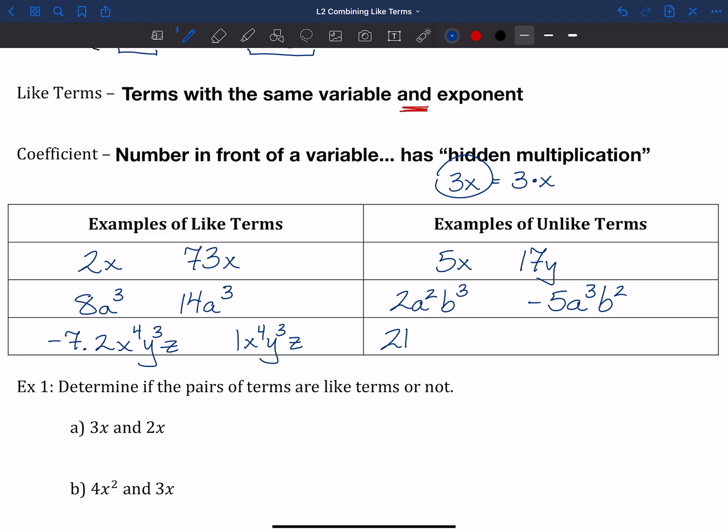If I had something like 21xy and 31x squared y squared, again, same thing, those don't match. And actually, I'm going to edit that one a little bit. Let's say that we had something like this. We had 21x squared y squared, and then 31x squared y squared z, right? The fact that this one has a z and this one does not means that those are not like terms. They need to have every single variable and exponent match.